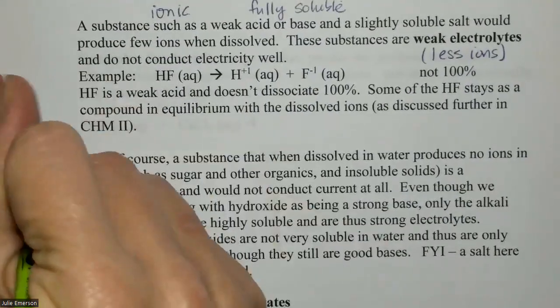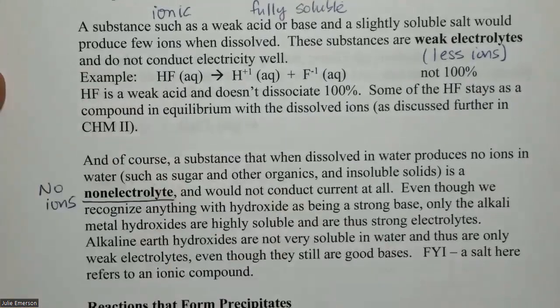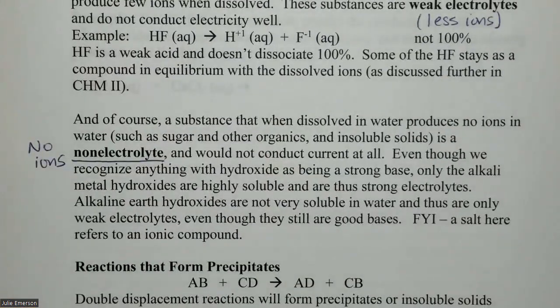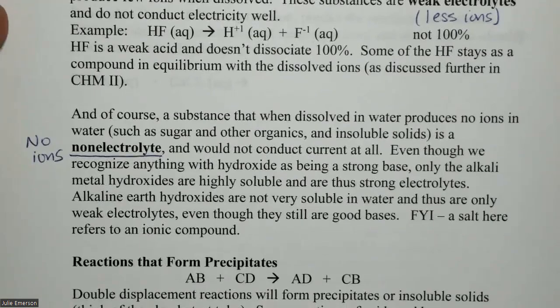Okay, so if it is a non-electrolyte, this is fun. Non-electrolyte just means that there are no ions present. Now, there could still be things dissolved in the water, like sugar. Sugar dissolves in water, but it doesn't form ions because it's not an ionic compound.